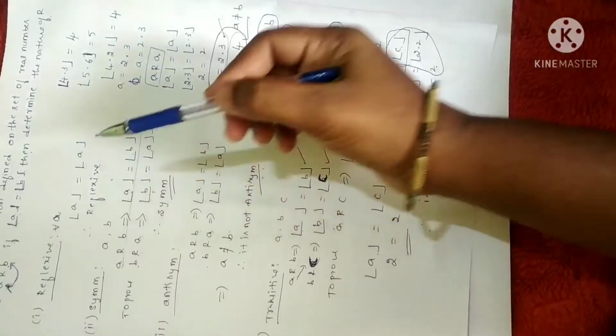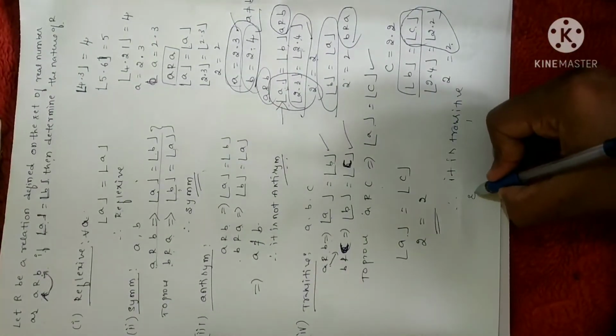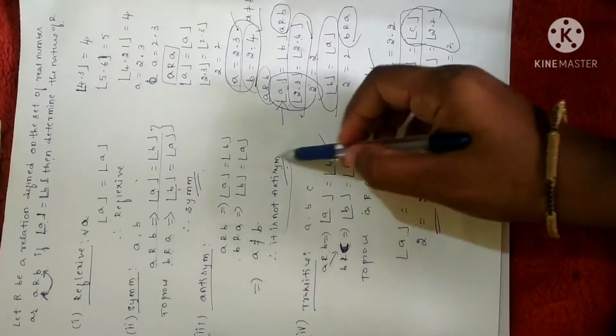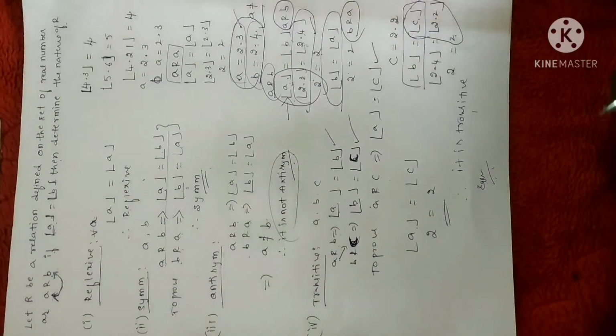Since it is reflexive, symmetric, transitive, therefore we can say it is an equivalence relation. It is not antisymmetric, so we cannot talk about poset or partially ordered set. Hope it is clear.